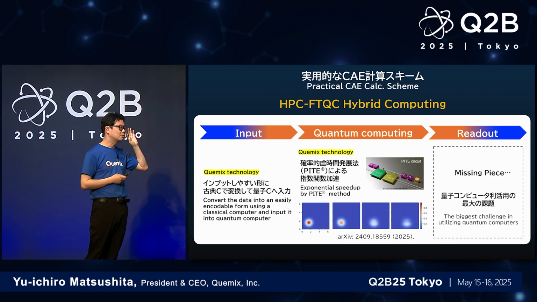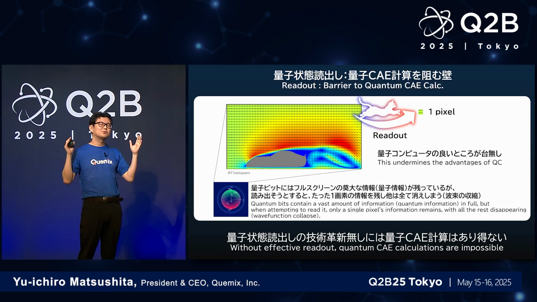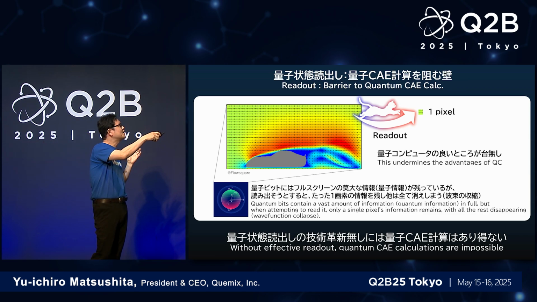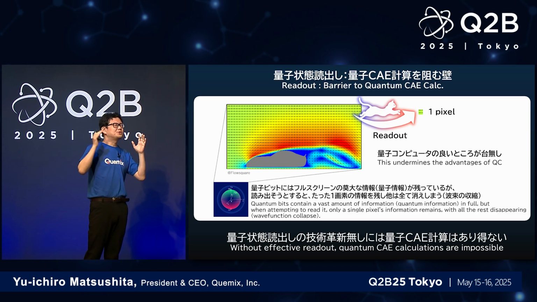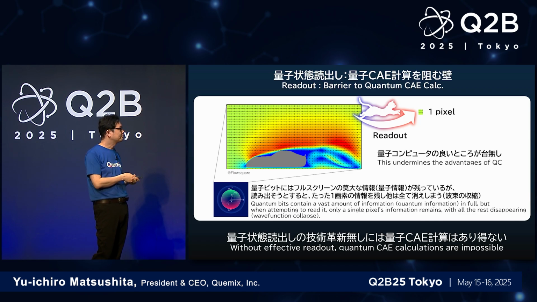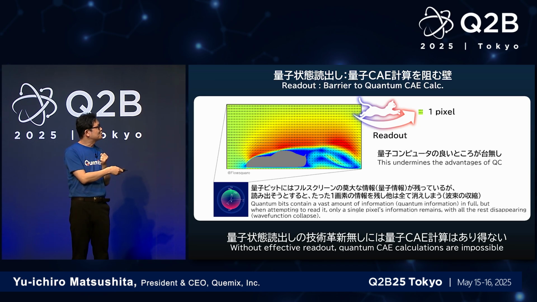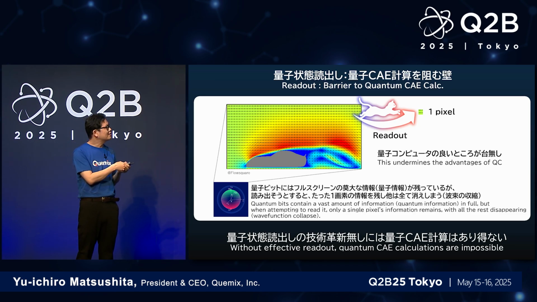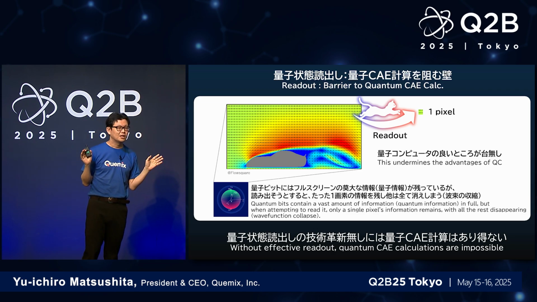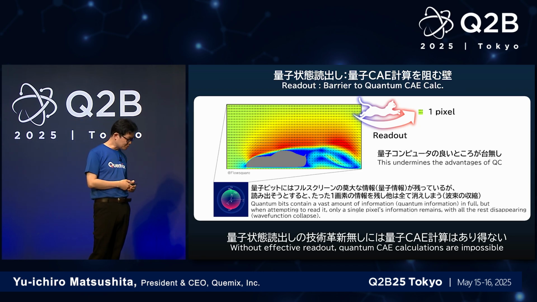So let me explain a little bit more about this readout condition. Once you're done with the quantum CAE calculation, the quantum bit looks like this. This is the readout result. It's full screen, an enormous amount of information remaining on the bit. So if you want to read this out, and you try to access this quantum bit, in just a moment, the vast information disappears with just a single pixel of information remaining. This is called the wave function collapse. It's actually a very well-known problem.